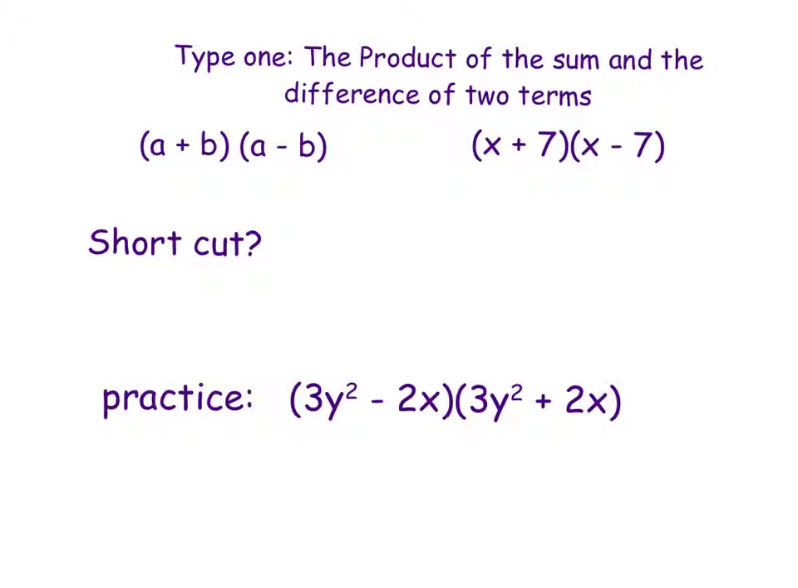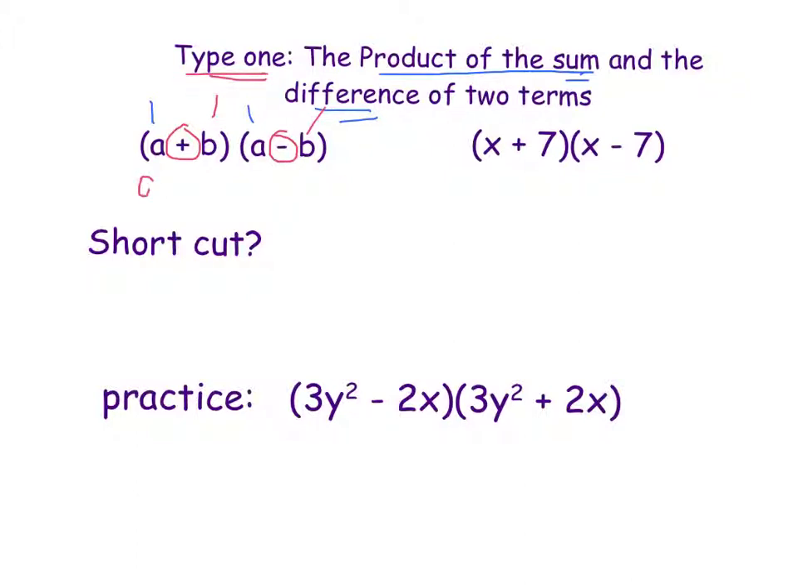So one more time, what hopefully you found out is when you are multiplying the product of a sum and a difference. In other words, the 2 first terms are the same, and the 2 second terms are the same, but one is an addition and one is a subtraction. If that's the case, it's like a type 1.